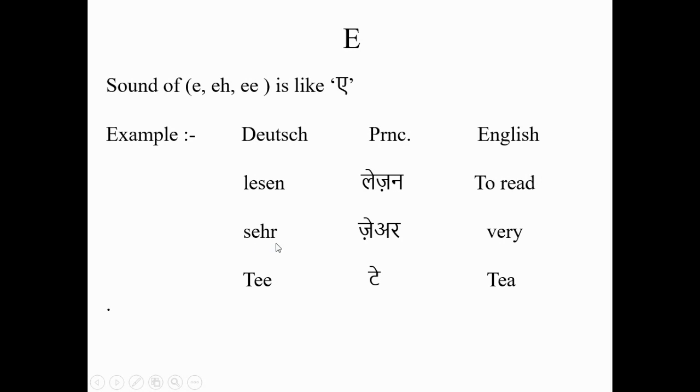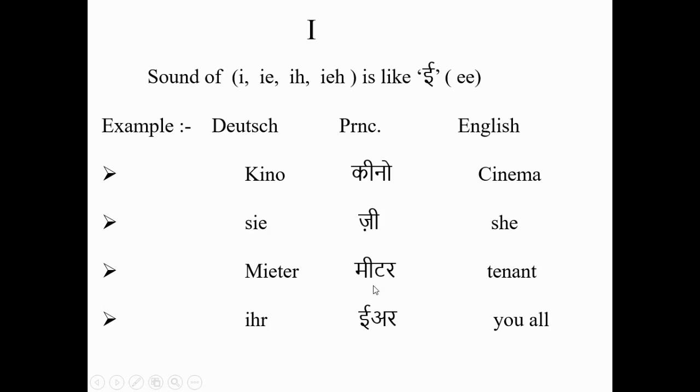Next is sehr. The sound of eh is like "a". So this is sehr. Sehr means very. Next is Tee. Tee means tea. The sound of double e is also like "a". So this is Tee.